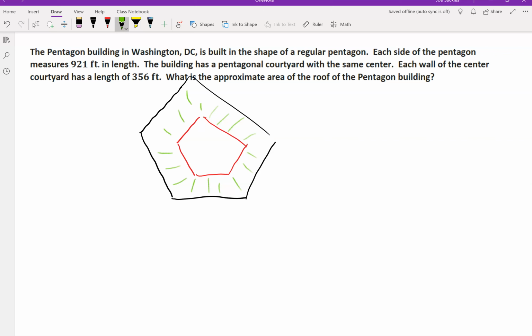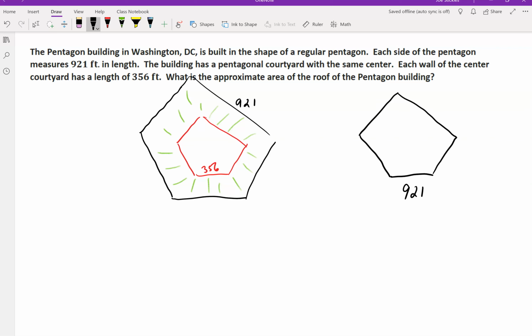So what's our plan of attack going to be? Well, I want to figure out the area of the big Pentagon and then subtract out the area of the small Pentagon. But going back to what we just talked about in the previous two examples, the process for each of those pentagons is going to be the same. The only thing that's going to change, really, is the length of one side. So they tell us that the outer wall is 921 and that the inner wall is 356. But other than that, the process is exactly going to be the same for both of these. So let's first start with the big Pentagon here.